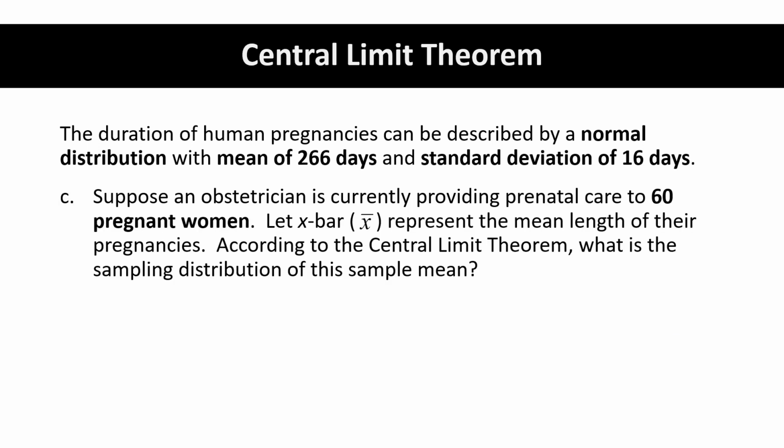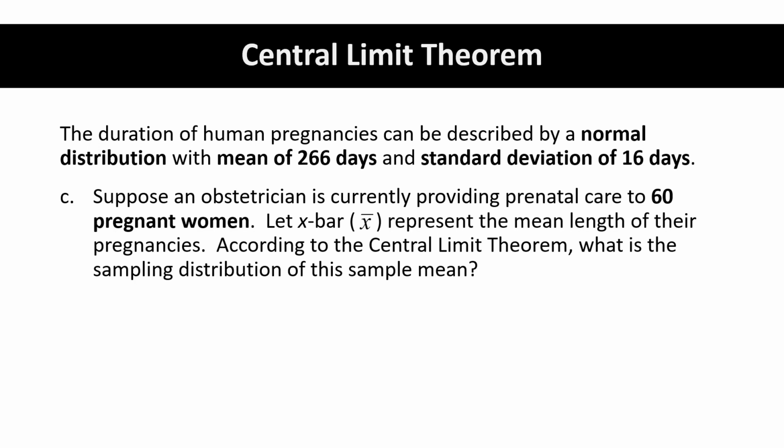Part C. Suppose an obstetrician is currently providing prenatal care to 60 pregnant women. Let x bar represent the mean length of their pregnancies. According to the central limit theorem, what is the sampling distribution of the sample mean? Because we are asked to discuss a group of 60 pregnant women, now we're going to employ the central limit theorem. Our sample size is 60, and we want to look at this distribution of the sample means where each sample of 60 would produce an x bar, and if we looked at all those possible x bars, what would the distribution of the sample means look like?